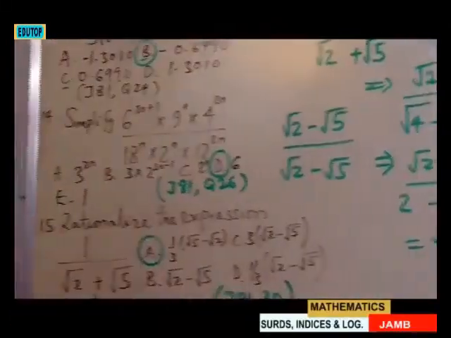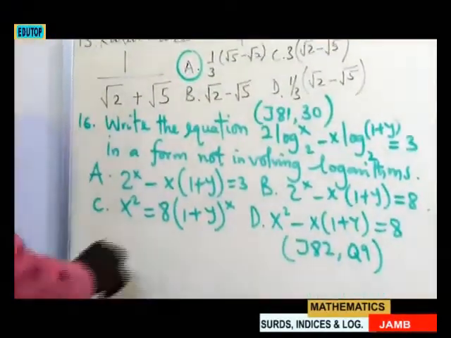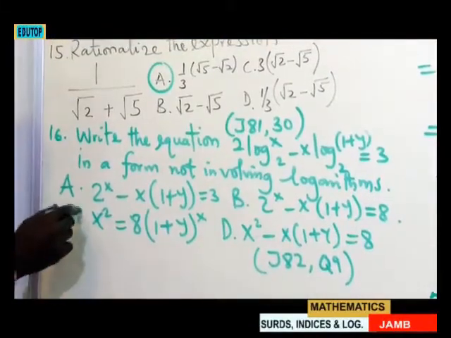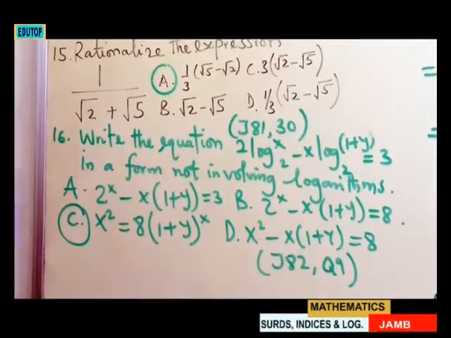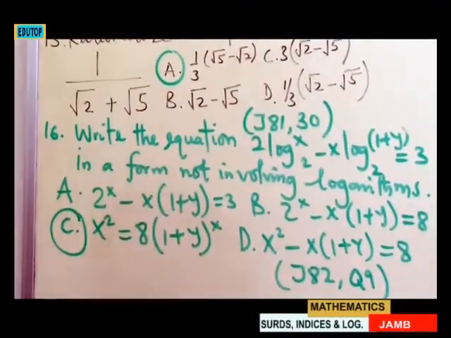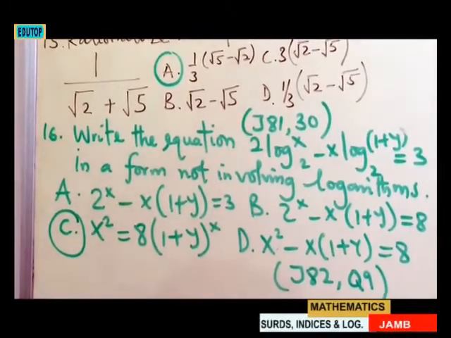Option B, no. Option C, yes. Option D, no. So the answer to this question is option C, which says that x squared equals 8 into (1 plus y), all raised to the power x. So that is the answer to the question.